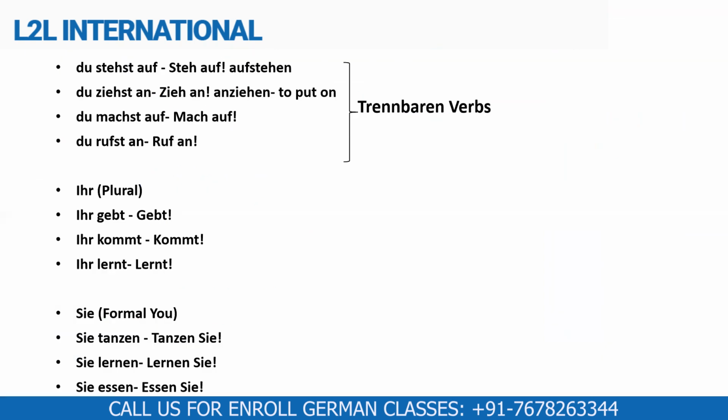You should know that with Trennbare verbs, the sentence structure remains the same. We put the prefix at the end of the sentence. Now, that was the du form. The ihr form is the easiest thing. You just have to remember the ihr conjugation. If you can remember the ihr conjugation, then you can easily make sentences for the plural.